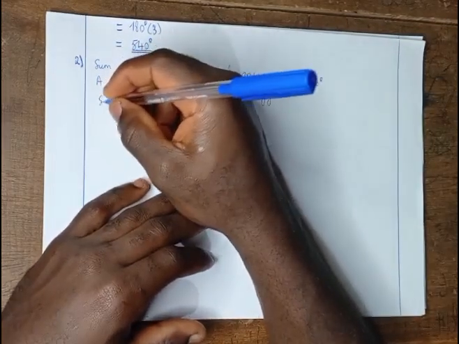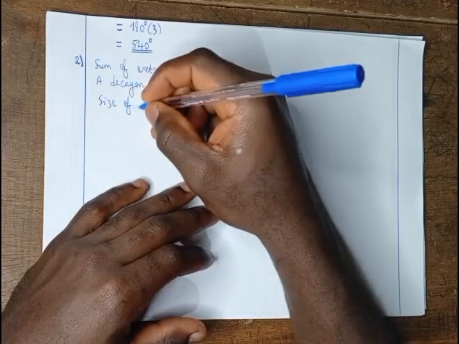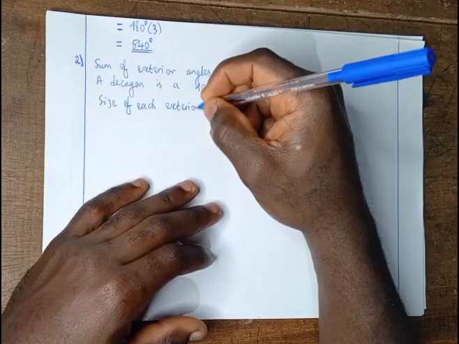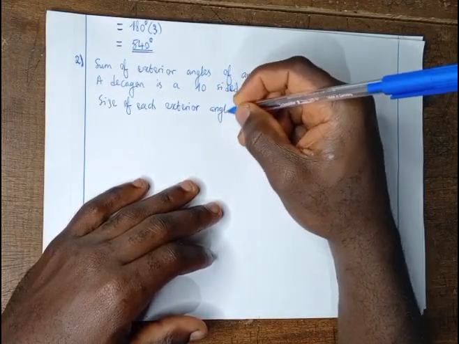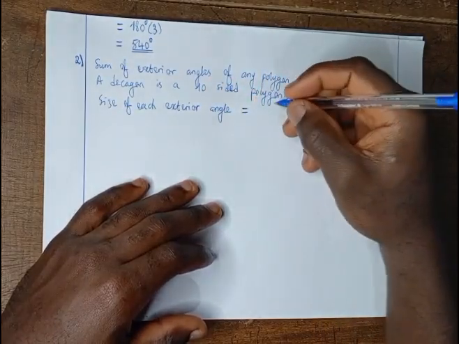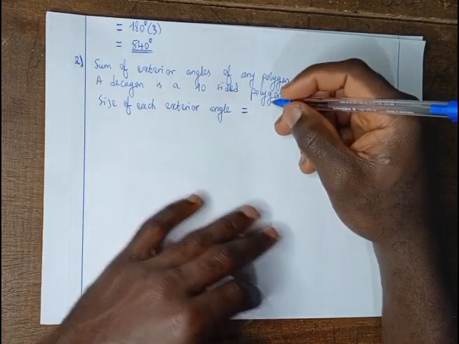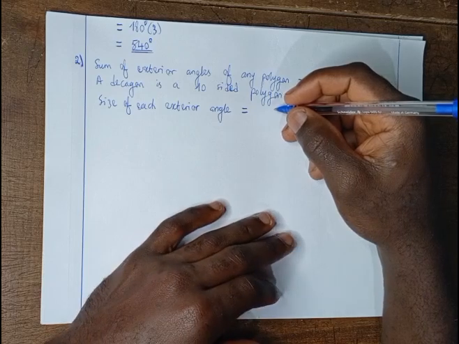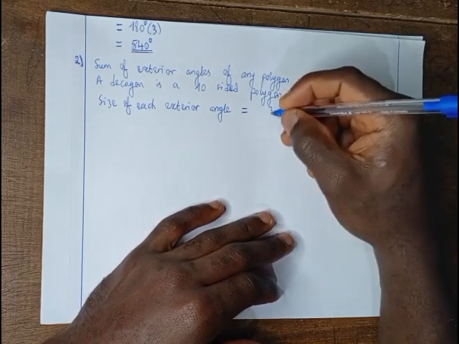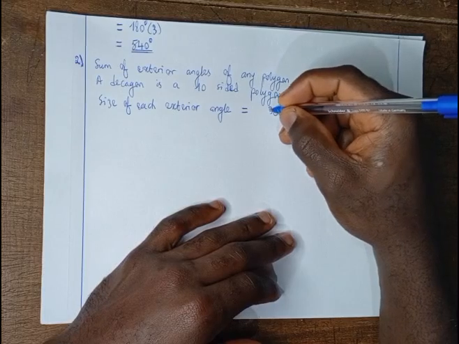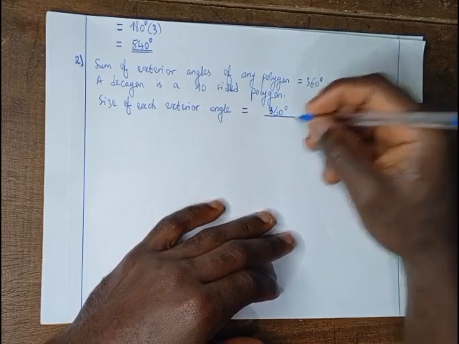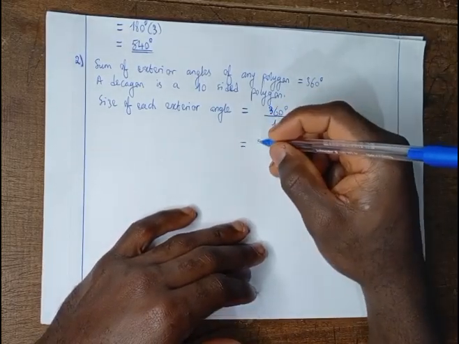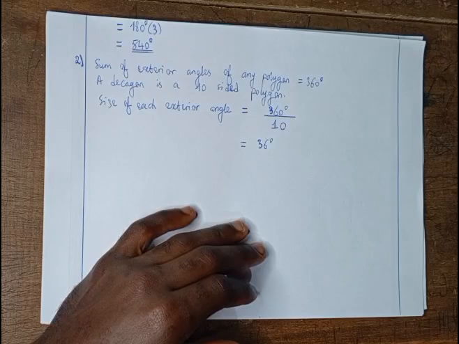So, the size of each exterior angle will simply be equal to the sum of exterior angles of the polygon divided by the number of sides. The sum is simply 360 degrees. We divide 360 degrees by the number of sides, which is 10. This will give us 36 degrees.